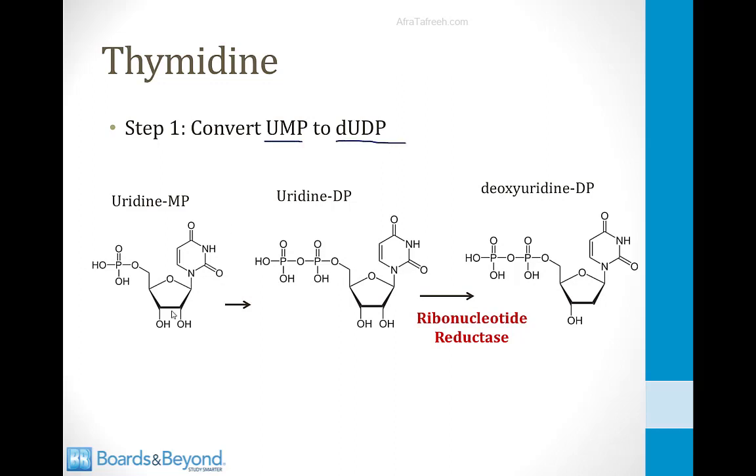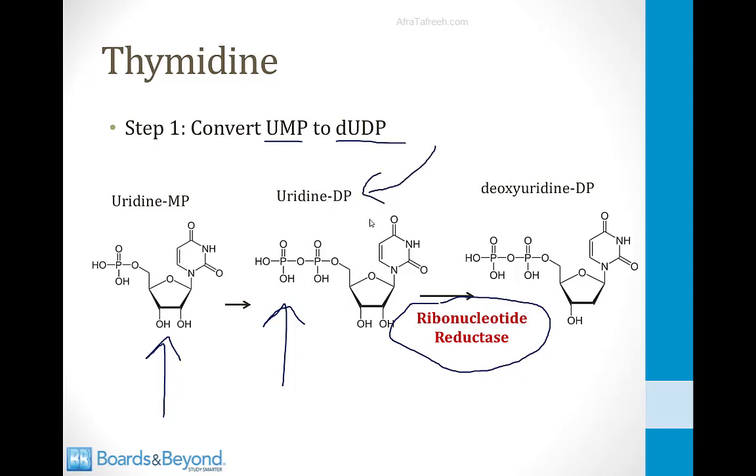Step 1 in the synthesis of thymidine is to take uridine monophosphate and convert it to deoxyuridine diphosphate. So we start with uridine monophosphate shown here. We add a phosphate group, which comes from ATP, and then the enzyme ribonucleotide reductase can work on any diphosphorylated ribonucleic acid to remove the OH group from the 2-carbon and create deoxyribonucleic acids. So once this OH group here is removed, we now have deoxyuridine diphosphate, and that is step 1.